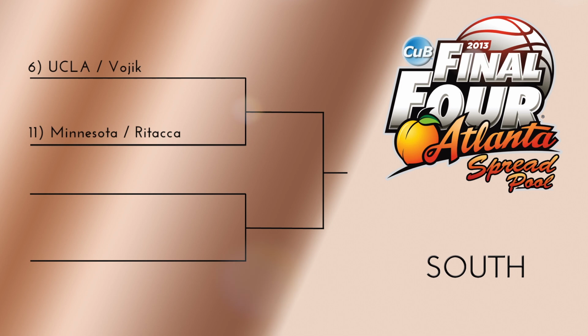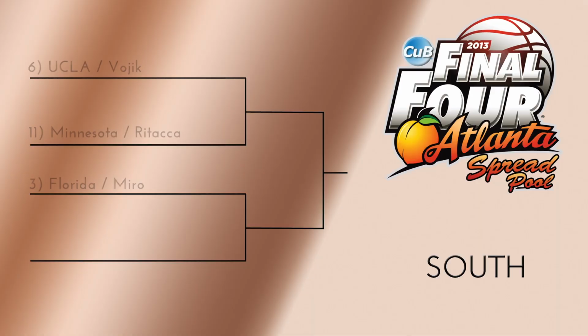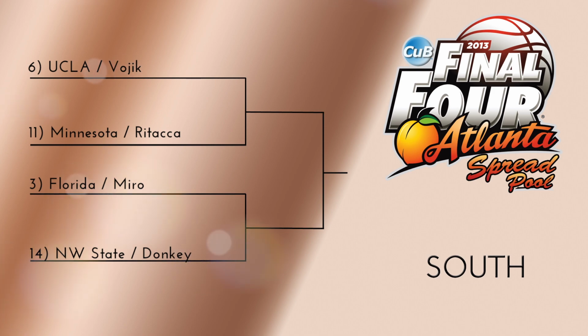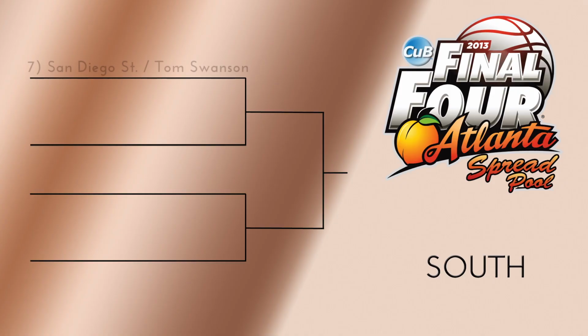Okay, our next matchup. The number 3 seed, Florida Gators, represented by Mr. James Joyce Miro. Miro will be going against the number 14 seed, Northwestern State, represented by Donkey. Donkey probably has no idea there wasn't even a Northwestern State school. I didn't either. Okay, our next matchup.